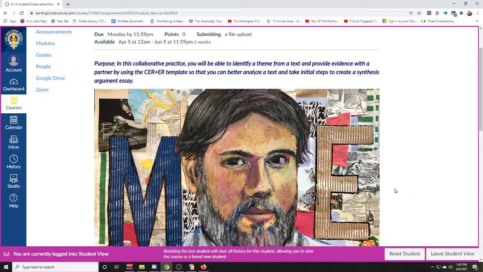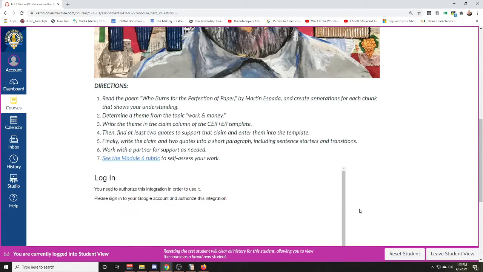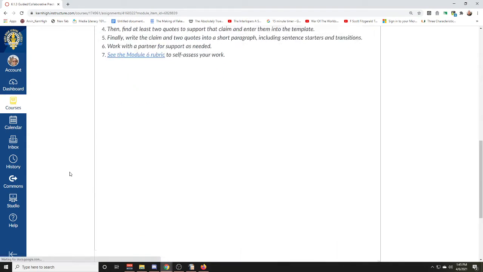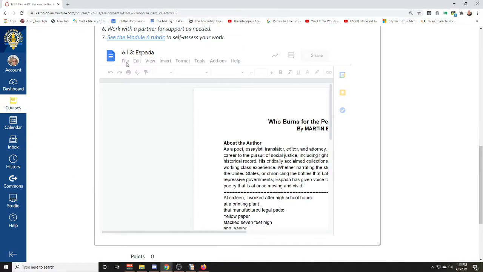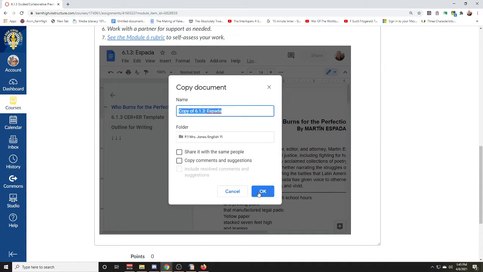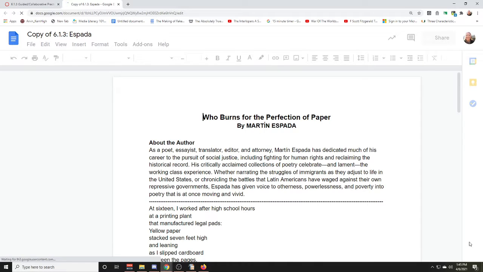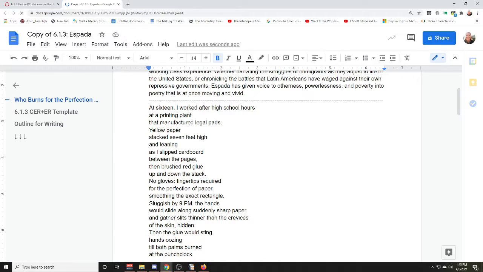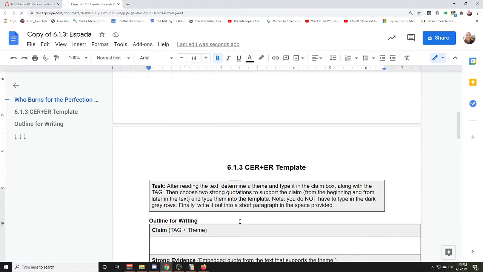Alright, another thing that we're going to do this week, we're going to do this activity together. But I'm going to have you do one of these on your own too. This is the one that we'll do together as a class. What we'll do together as a class is we'll read through this poem and try to make meaning of it. We'll try to figure out what the theme is to it.